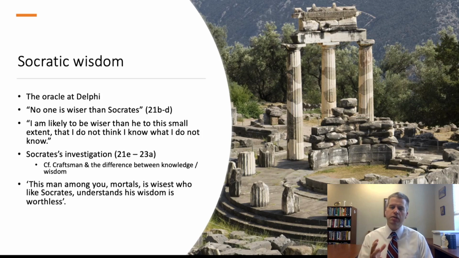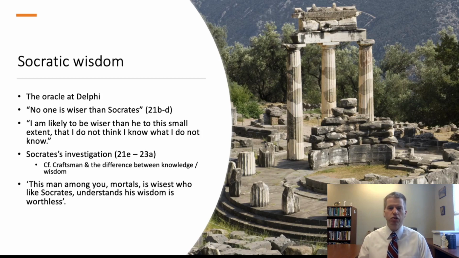Right? So this is referred to as Socratic wisdom. Socrates is of the opinion that he's wiser than this individual in this really small respect. This other individual thinks he has knowledge, and Socrates is at least wise enough to realize that he doesn't have any.